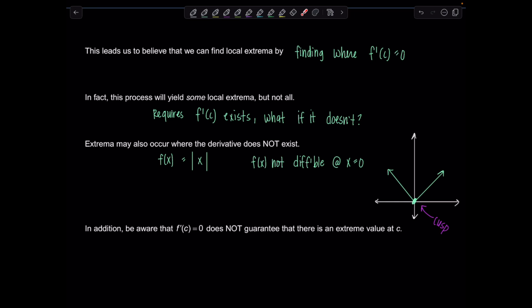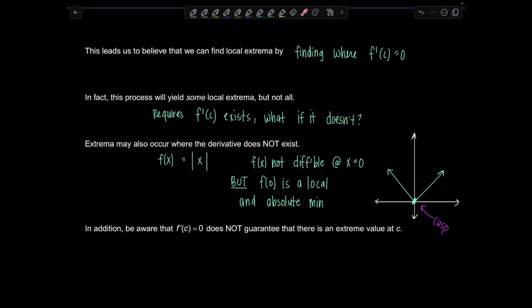Okay, so f of x is not differentiable at x equals 0, but I want you to notice something. f of 0 is a local min. Not only that, it's also an absolute min. Uh-oh. f of 0 is a local and absolute min. So if we were to try to take the derivative, set it equal to 0, we wouldn't get the point x equals 0. Okay, that's upsetting, mildly upsetting.